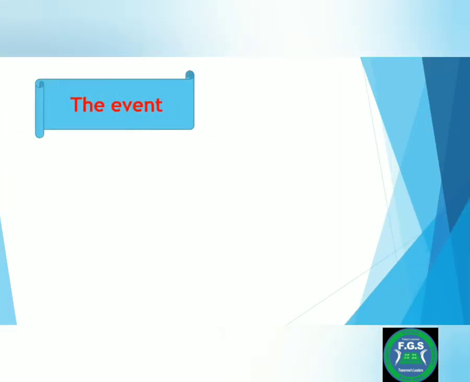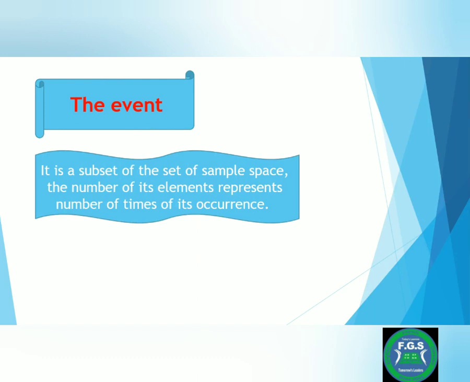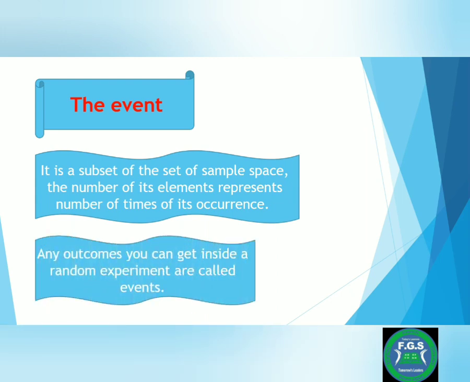The event is a subset of the sample space. The number of its elements represents the number of times of occurrence. Or it can be any outcome you can get inside a random experiment, called an event. That's the end of our lesson.